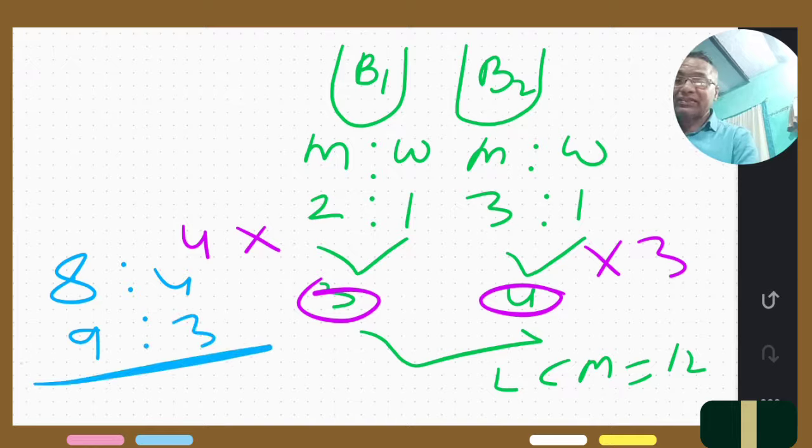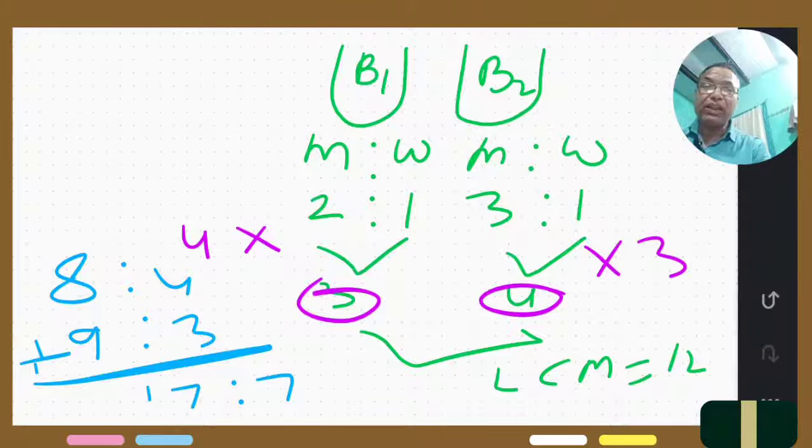Just add it. 8 and 9 is 17. Ratio 4 and 3 is 7. This is the ratio of milk and water in the merged mixture, that is 17:7. That way we can calculate this question very fast.